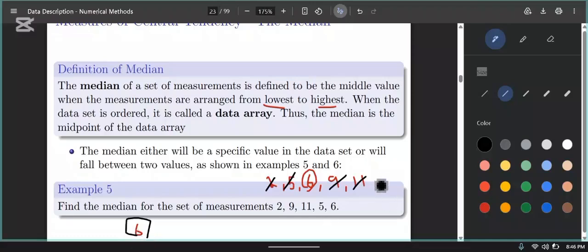But you can see that this one is not going to be affected. Even if you had a very large number this side and another large number this side, the middle point will still be 6. So the median is not affected by what? Outliers. So under what conditions do you use the median? When there are outliers, because it's not distorted in any way.